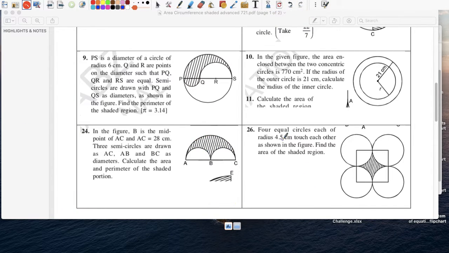4 equal circles. Okay, 4 equal circles each have a radius. From here to here is 4.5, which means the whole thing is 9 centimeters. So I'm going to write 9 here. So 4.5 on the top, 9 is this whole thing, and we want to find the area of the shaded region. Well, let's find the area of the square first. If it's a square, it's 9 times 9, so the area of the square is 81 centimeters squared.